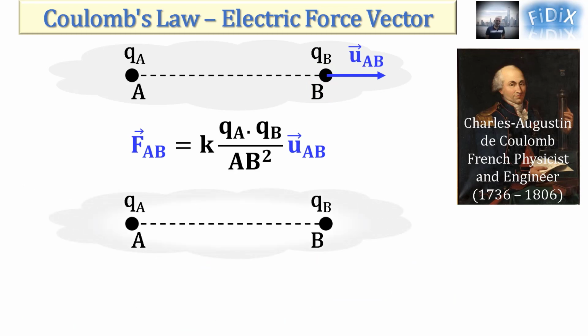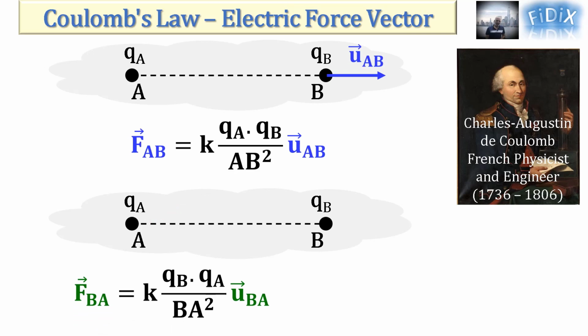Note that the force exerted by the particle of charge QB on that of charge QA is obtained by interchanging A and B, which gives the following formula, where UBA is a unit vector having the same direction as that of vector BA and having A or any other point in space as its origin.